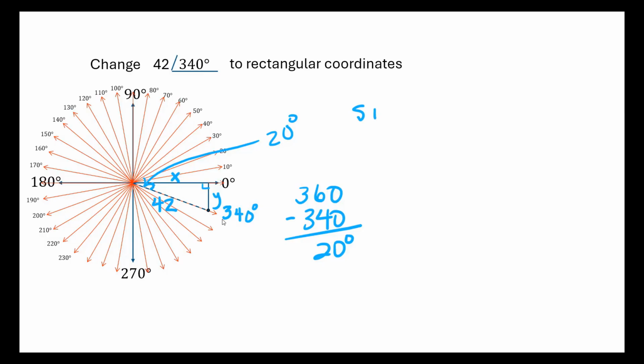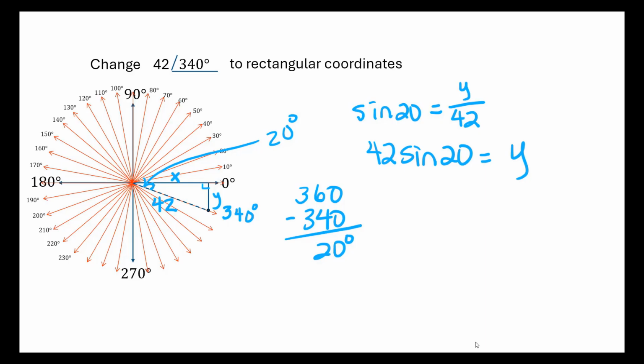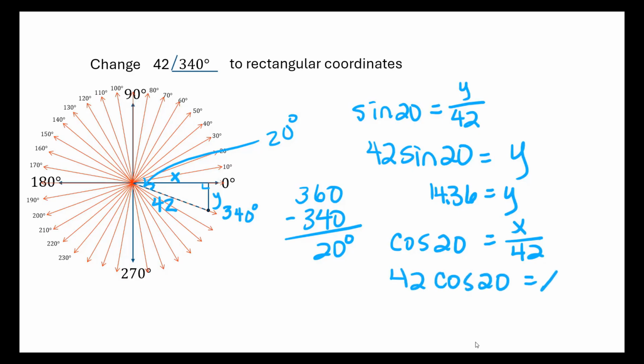So sine 20 is equal to opposite, which is y, over hypotenuse, which is 42. Multiply those sides by 42. Punch it into your calculator. That is about 14.36. Now we'll find x. Cosine 20 is going to be x over 42, adjacent over hypotenuse. And multiply both sides by 42. 42 cosine 20 equals x. Punch that into the calculator. That is about 39.47.